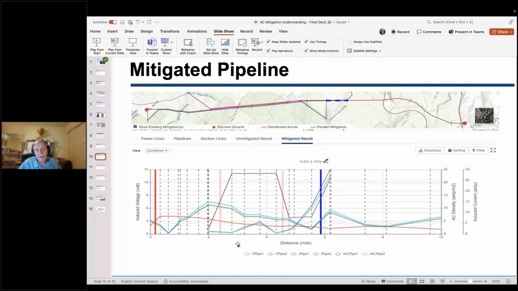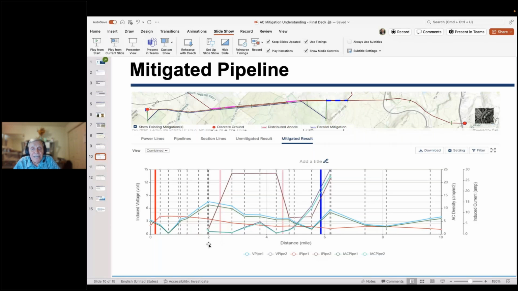And why did it go up for that pipe two? Is because we're draining more current, but yet we're reducing the voltages on the pipe for both pipe one. That's this guy right here, and here's your pipe two, the short one, where it comes in and leaves.